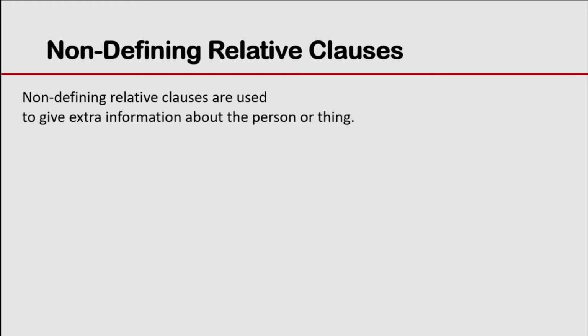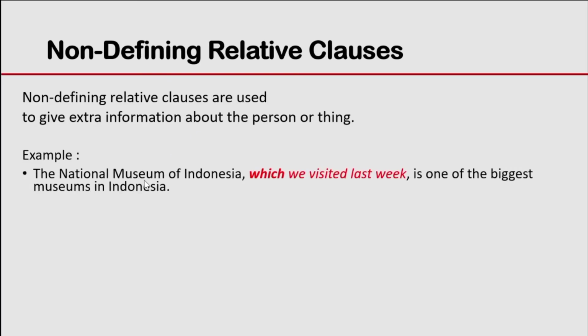Okay. Let's continue to non-defining relative clauses. Non-defining relative clauses are used to give information about the person or thing. So this is only giving extra information, not essential. Example: the National Museum of Indonesia, which we visited last week, is one of the biggest museums in Indonesia.